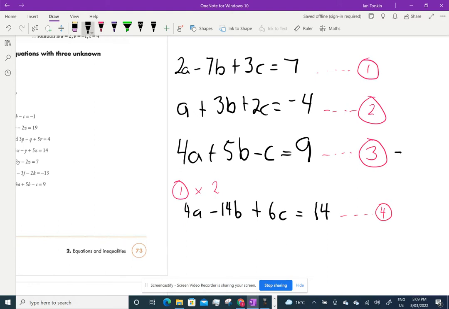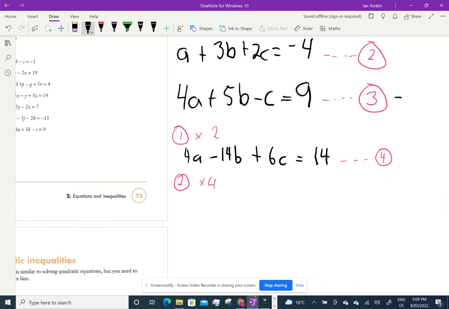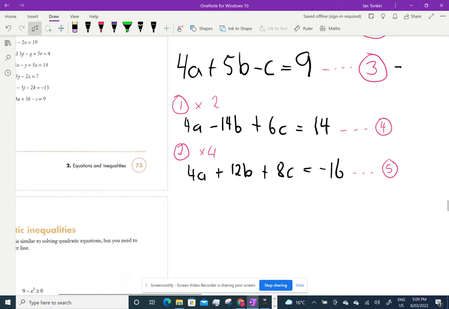Now, to make equation number 2 into 4a, I'm going to multiply it by 4. So I'm going to multiply every term by 4. So let's look at equation number 2. 4 times a, 4a. 4 times 3, 12b. 4 times 2, 8c. And 4 times -4, -16. Again, it's the same equation, just 4 times as big, but I'm going to call that equation number 5. Now, all I'm dealing with are these three equations, which are essentially the three original equations. I've just changed the way they look.